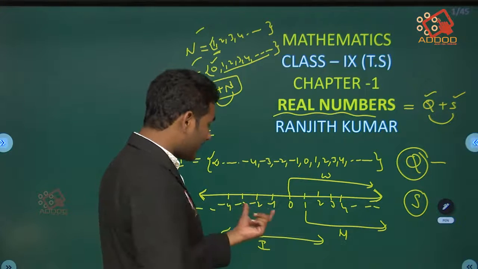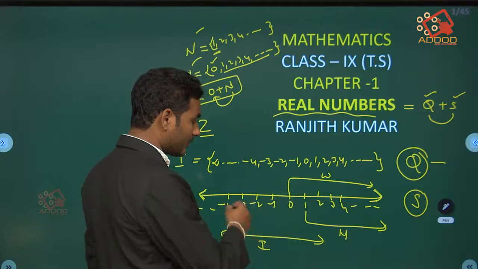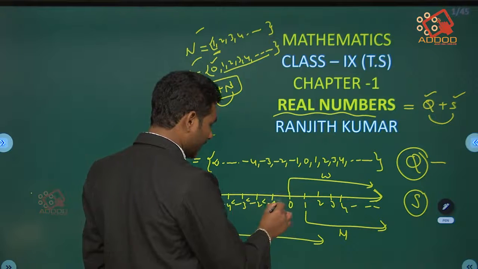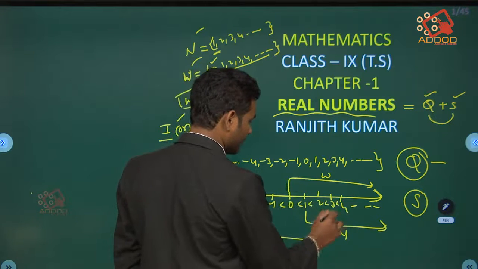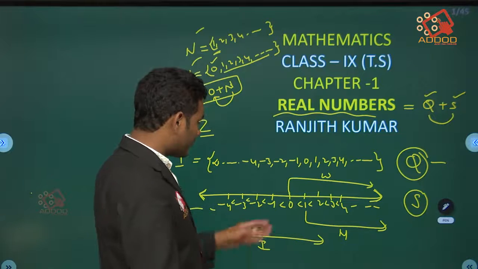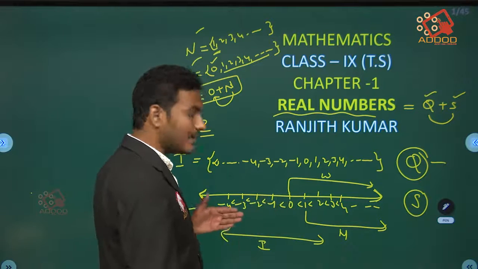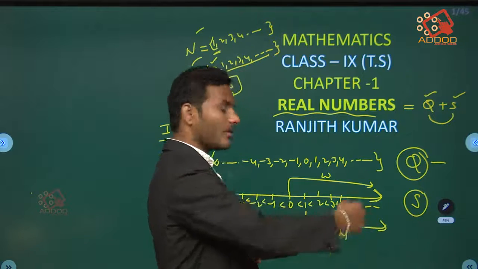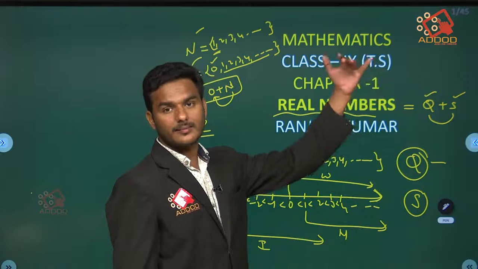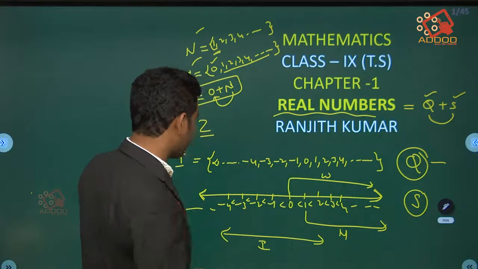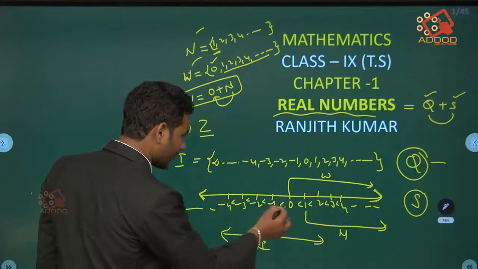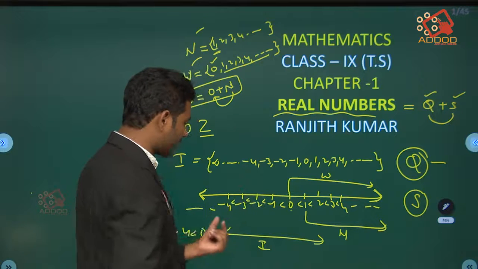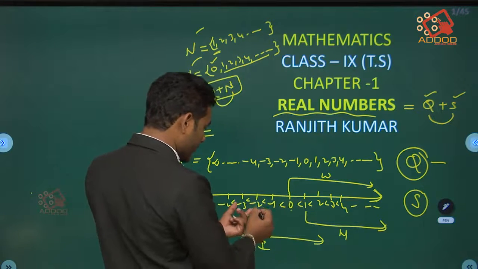On the integer number line, you can put a less than symbol between two numbers. To the left, the values are gradually decreasing, and to the right, the values are increasing. For example, minus 4 is less than 0, minus 3 is less than 1, and minus 2 is less than 1.